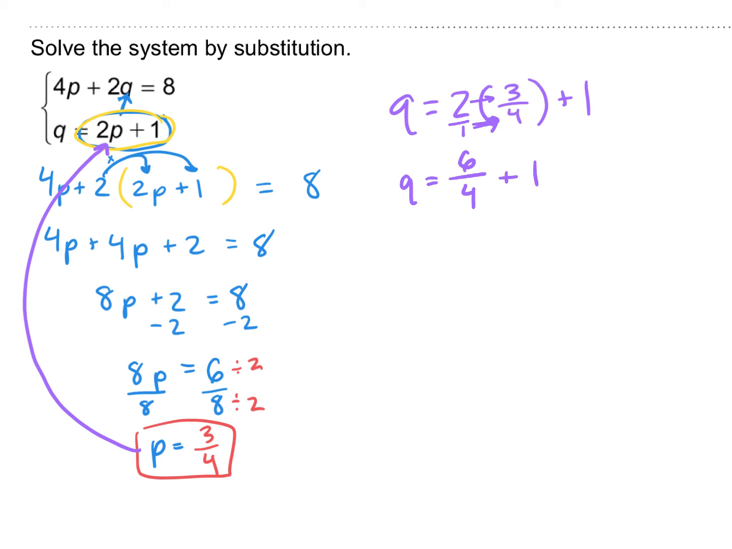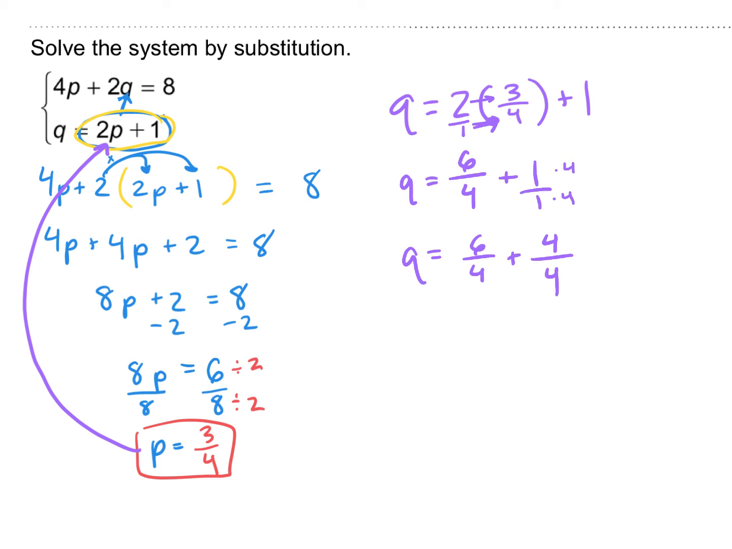How do I add a whole number to a fraction? What do I need? 1 over 1, but I still can't add these together. What has to be the same to add them? The denominator. So I have 1 over 1. How do I make this have the denominator of 4? Times 4 on the top and times 4 on the bottom. So this is technically 6 over 4 plus 4 over 4.